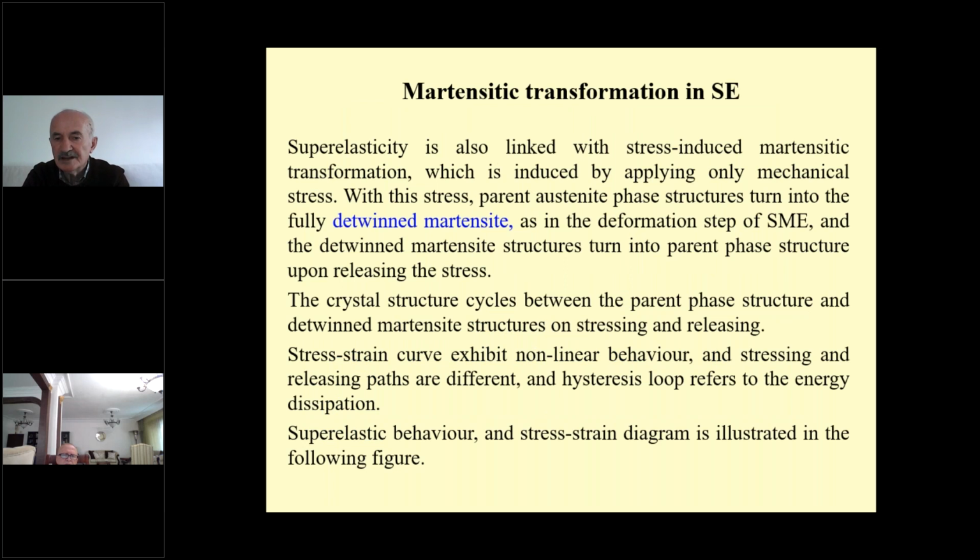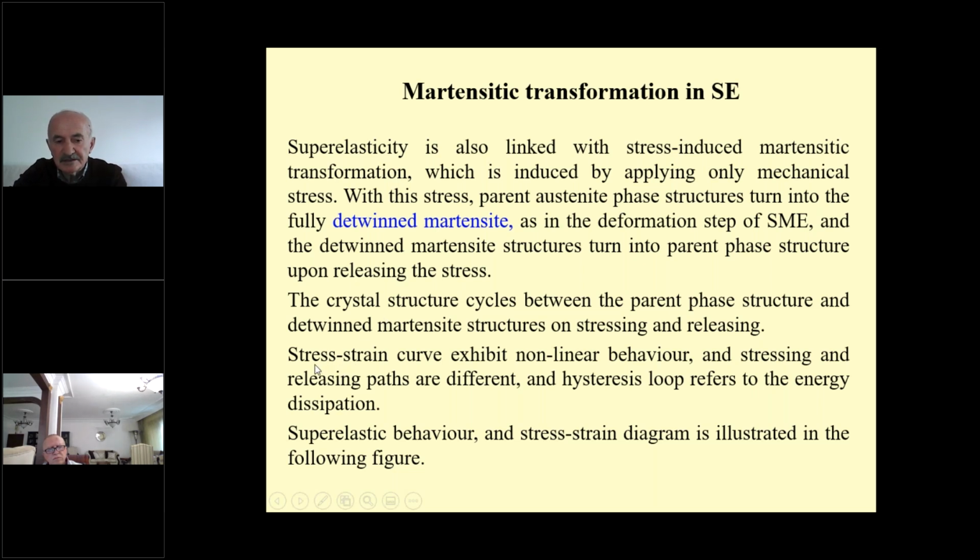Superelasticity is also linked with stress-induced martensite transformation, which is induced by applying only mechanical stress. With this stress, parent phase structures turn into completely detwinned martensite structures, as in the deformation step of the shape memory effect, and detwinned martensite structures turn back into the parent phase structure upon releasing the stress. The crystal structure of the material cycles between parent phase structures and detwinned martensite structures on stressing and releasing.